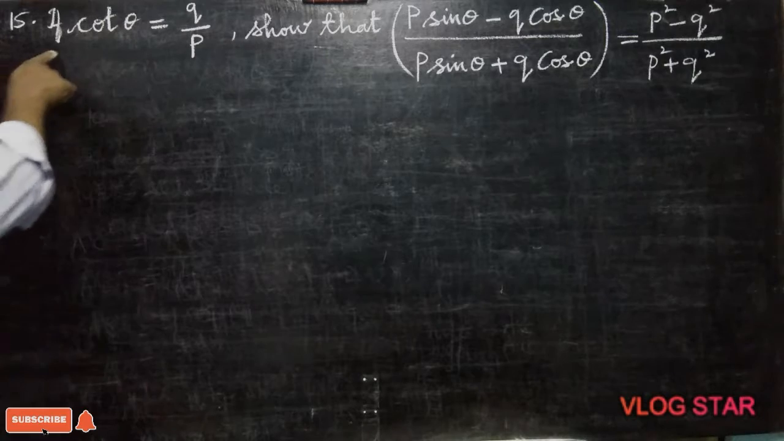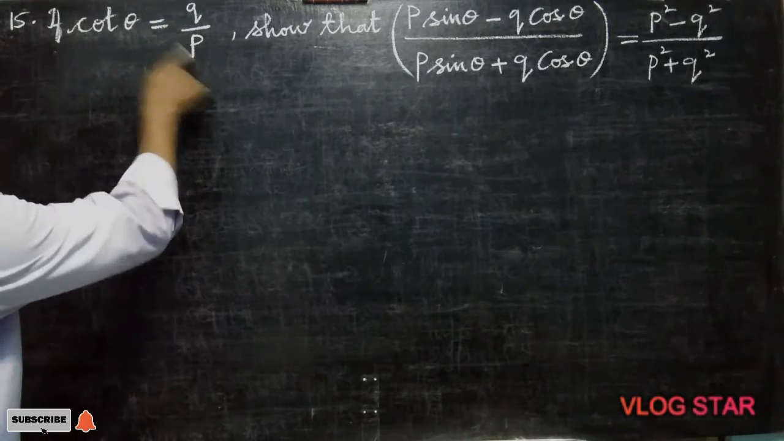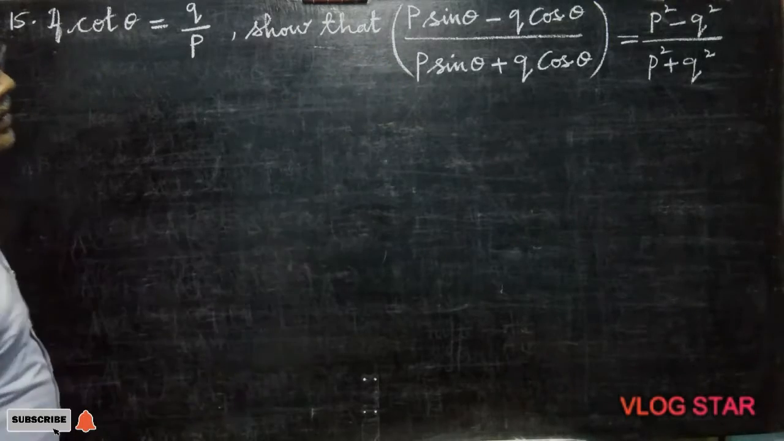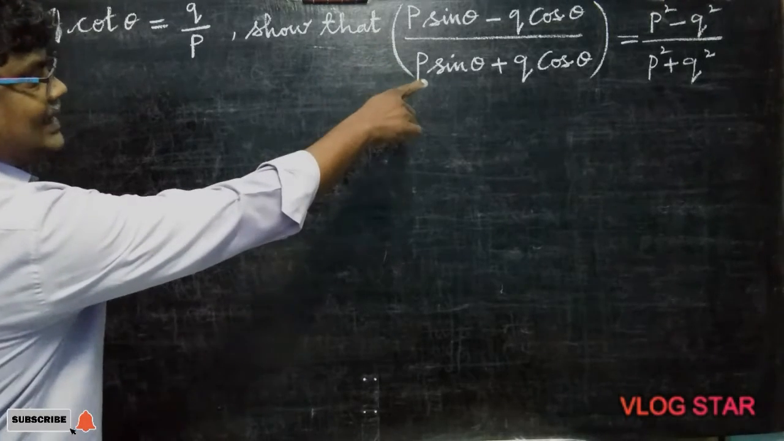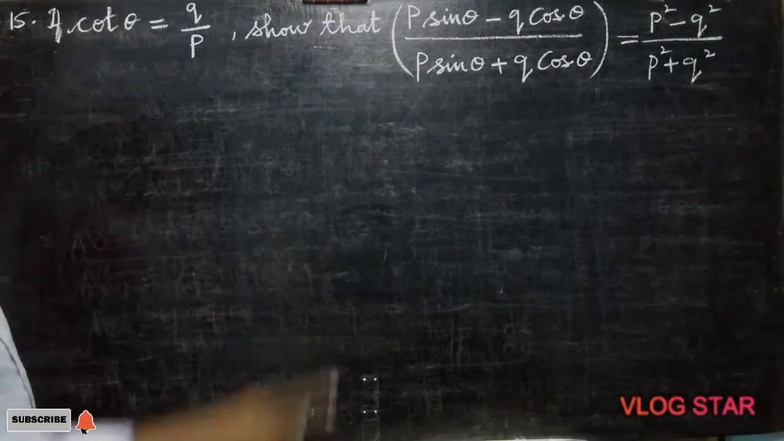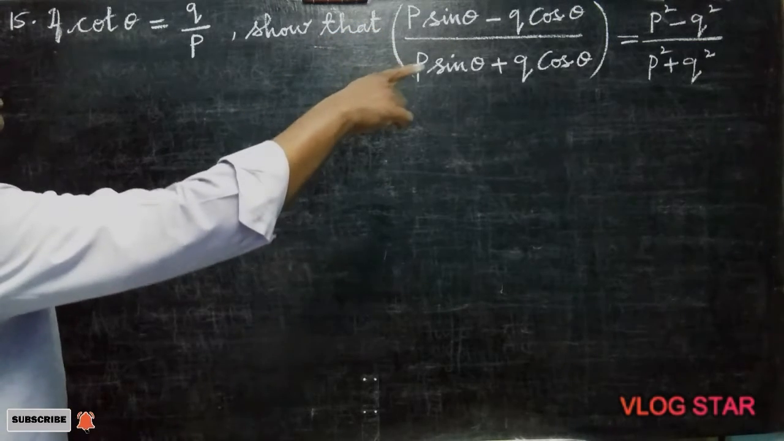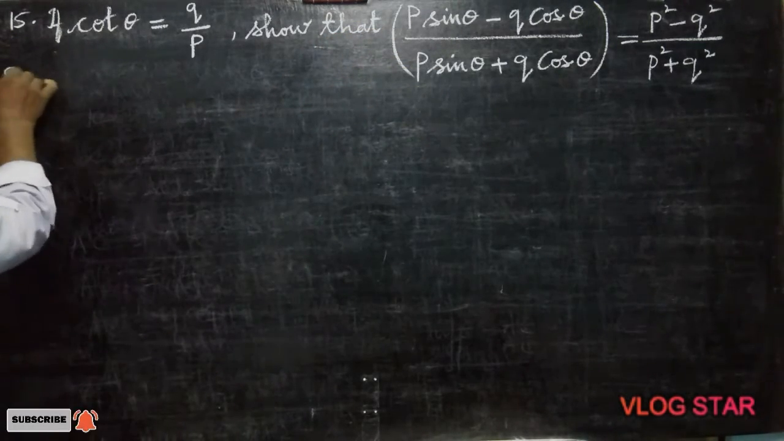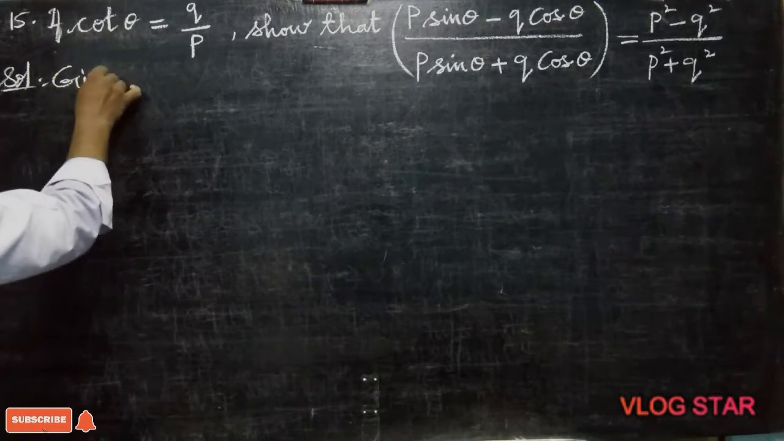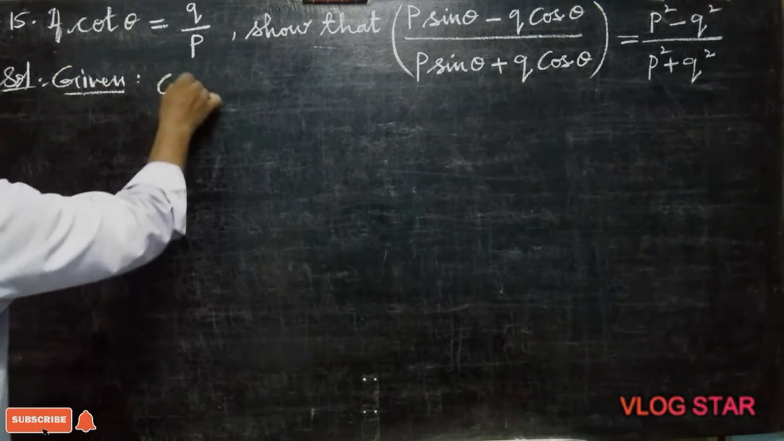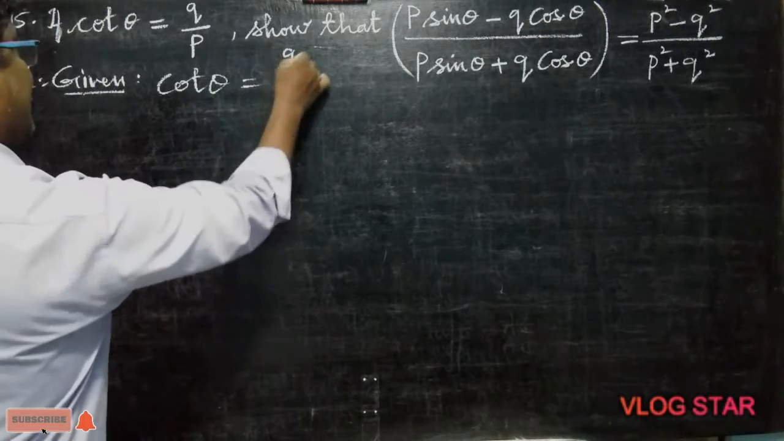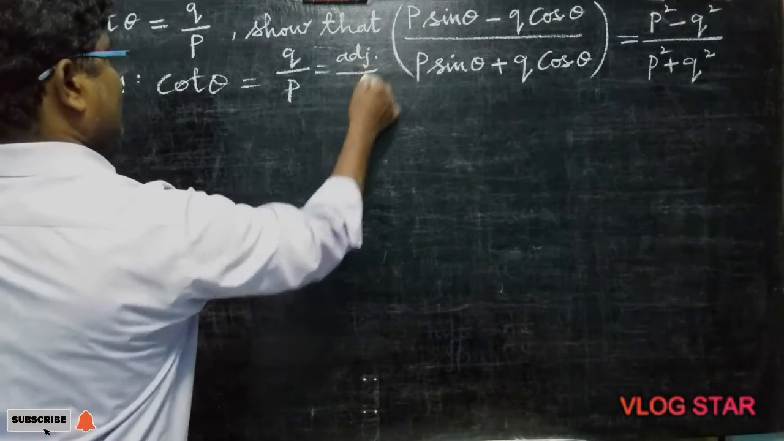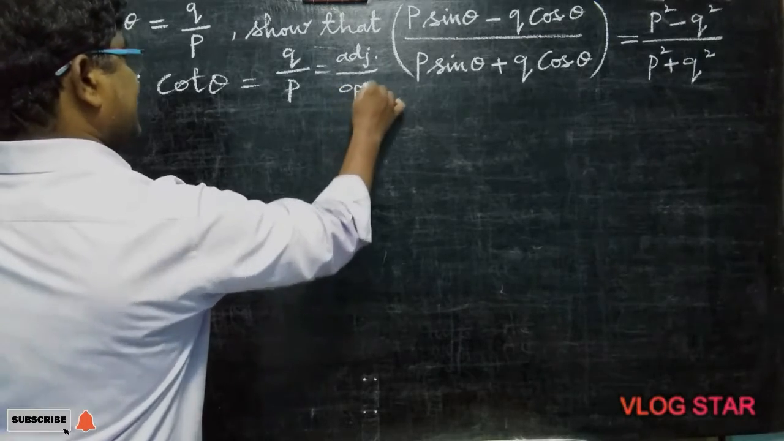15th problem. If cot theta is equal to Q by P, show that P sin theta minus Q cos theta divided by P sin theta plus Q cos theta is equal to P square minus Q square by P square plus Q square. Now, solution. What they have given means cot theta is equal to Q by P. What is Q? Adjacent side to theta. And what is P? Opposite side to theta.